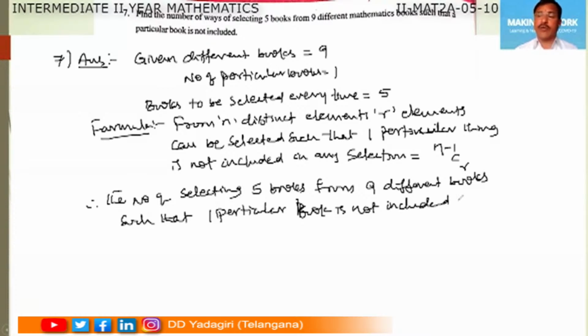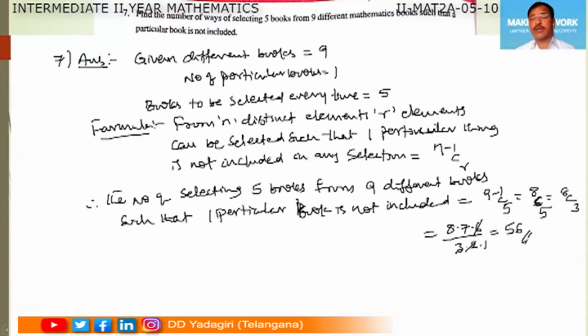One particular book is not included is equal to 9 minus 1 C 5, that is 8C5. 8C5 is equal to 8C3 also, 8C (8 minus 5). So this is equal to 8 into 7 into 6 by 3 into 2 into 1. 3 into 2 is 6, cancels with 6, so it is equal to 8 into 7, 56. So in 56 ways we can select 5 books from 9 different mathematics books.